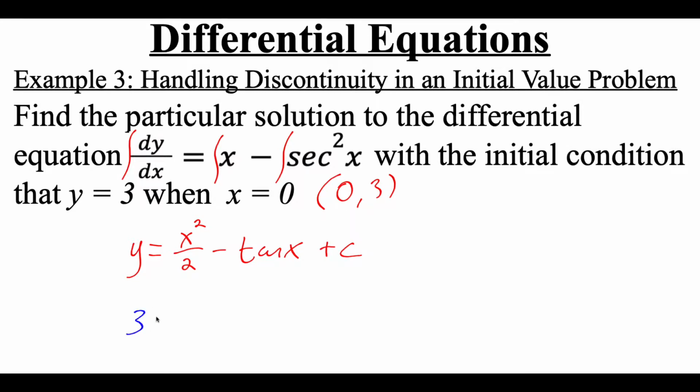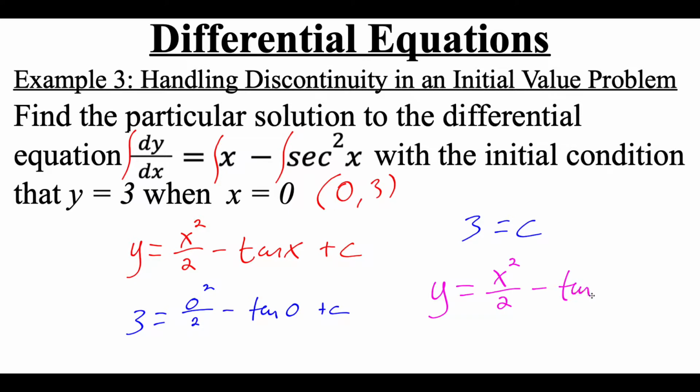Now we're going to solve to figure out what that constant is going to be using that point (0, 3). So I'm going to plug in the 3 and the 0. So we get 3 equals 0 squared over 2 minus the tangent of 0 plus c. 0 squared is 0, divided by 2 is still 0. The tangent of 0 is 0. So we really get 3 as our c value. So then the particular solution, if we plug that 3 in for our c, we're going to get y equals x squared over 2 minus the tangent of x plus 3.